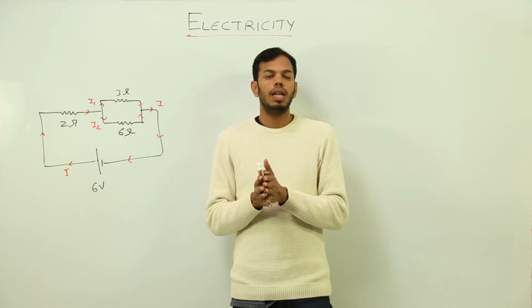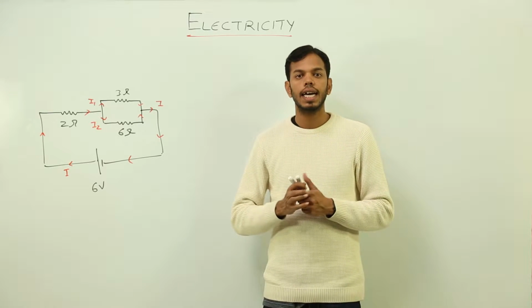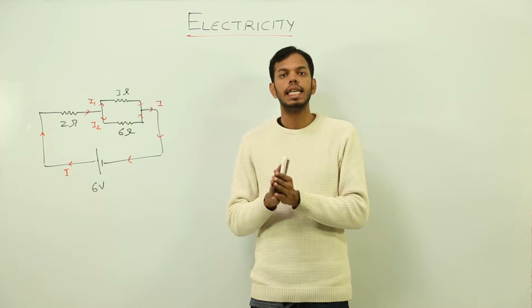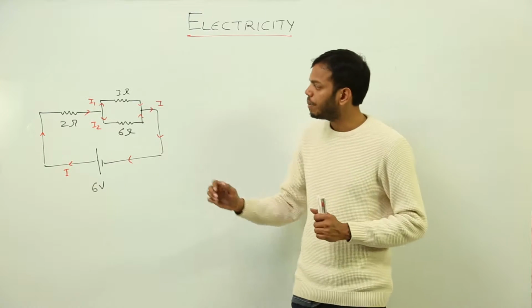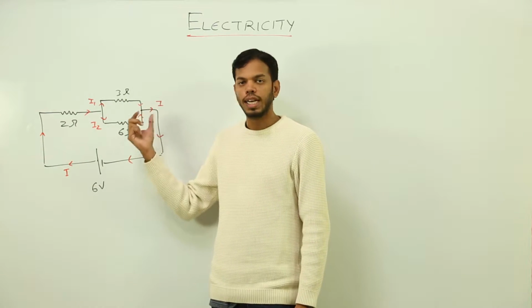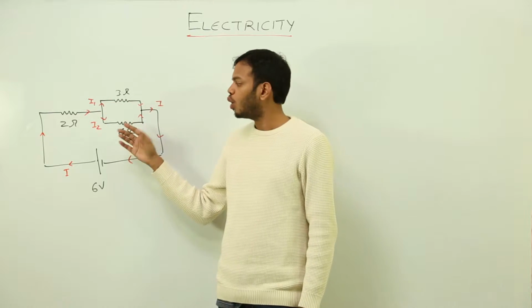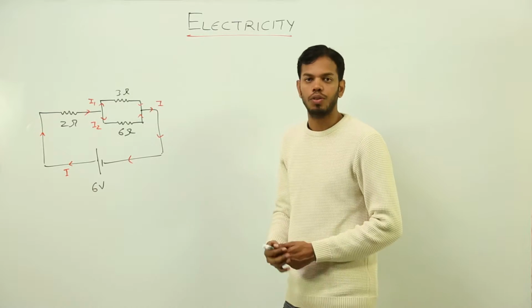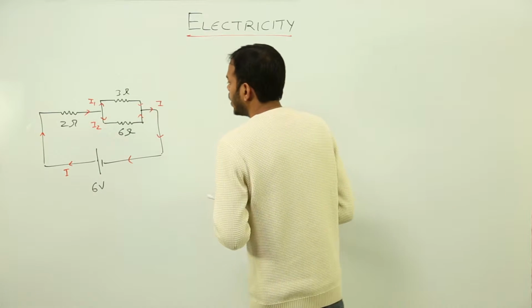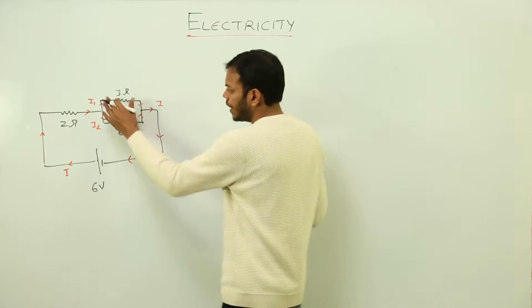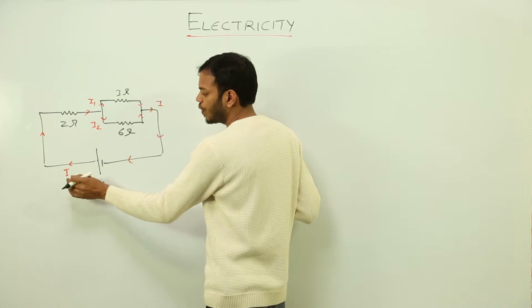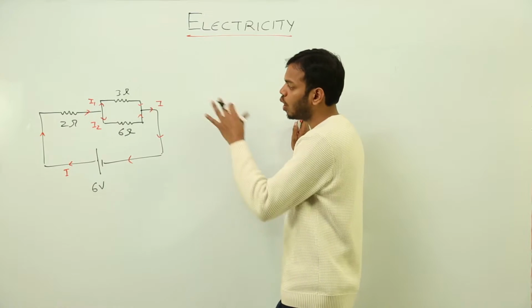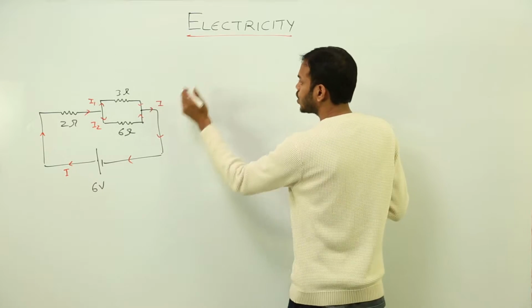Remember a sentence: current seeks the least resistive path. That means current will be more at a point where there is less resistance. So by just looking at the diagram, you can always say that I1 is greater than I2. Now let's solve. To find the values of I1 and I2, I'll have to know the value of the main current I, and to do that, I'll have to solve for the whole resistance of the circuit. So let's start.